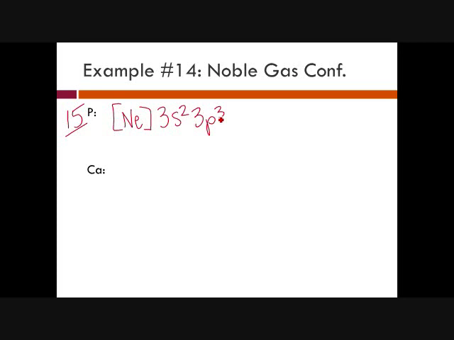The point of noble gas configuration, besides just saving time, is to show just the outermost energy, the outermost electrons, whether they're valence or not. So this is a quick way to see that, oh, I've got 5 valence electrons because that's the highest energy level that we hit, sort of thing. And that's a way that noble gas helps you see those valence electrons.